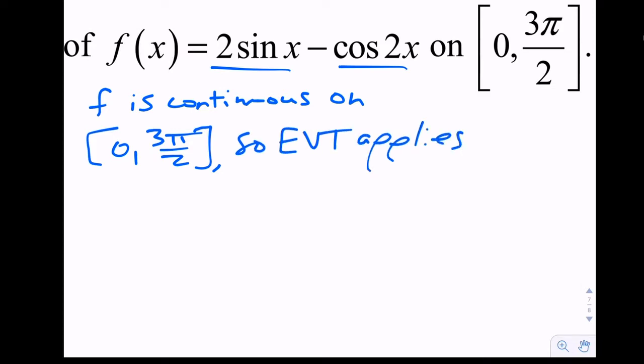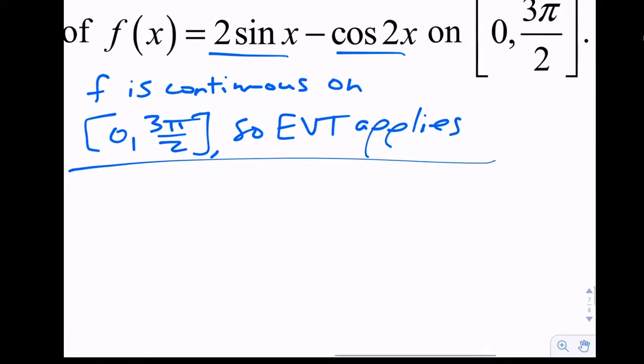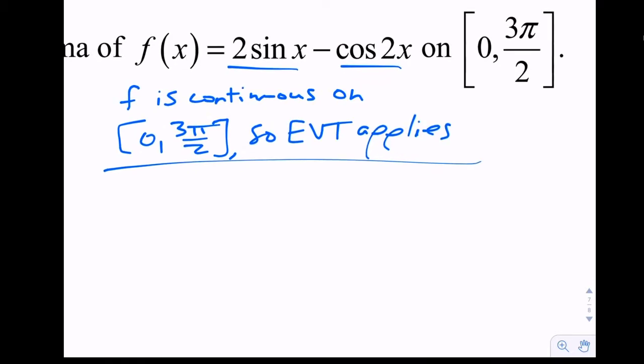And so now we know we're going to be guaranteed not just a max, but both a max and a min. All right, we already got team endpoint, right? We don't need to declare team endpoint. When your endpoint x values show up in your calculations for the y values, f of 0, f of 3 pi halves, that's declaring them as candidates. So we need the derivative here.